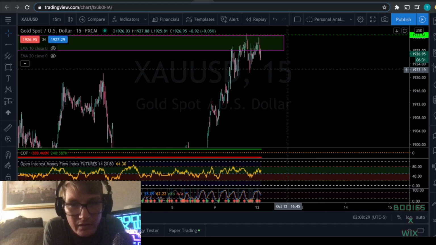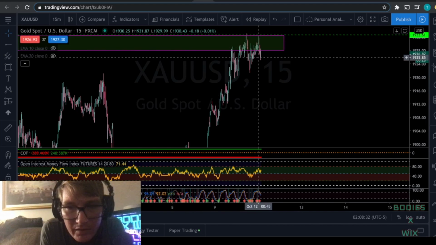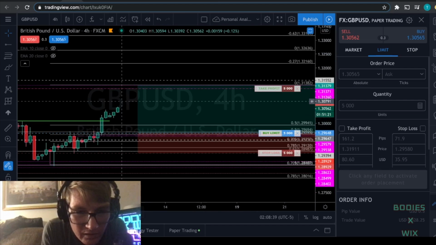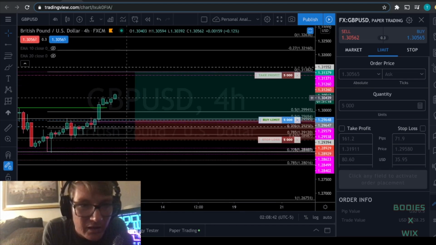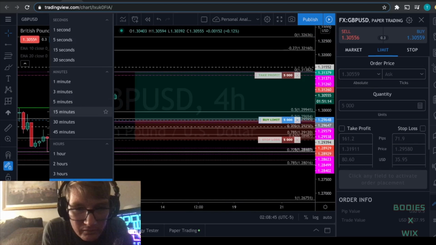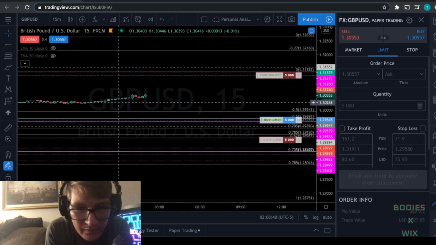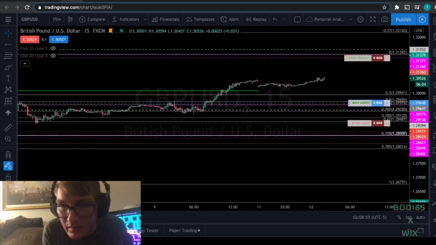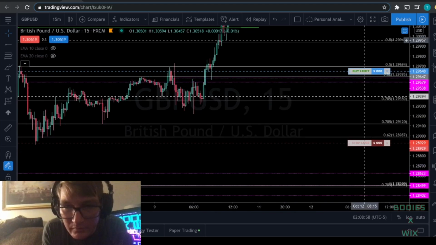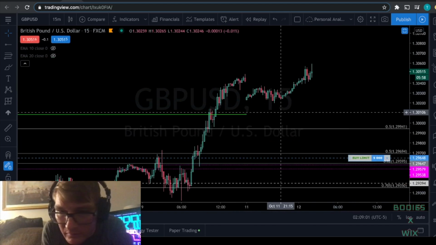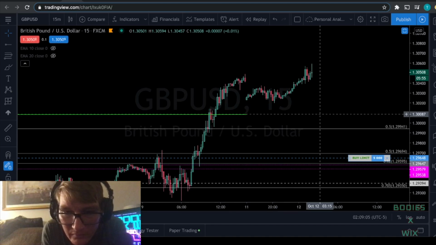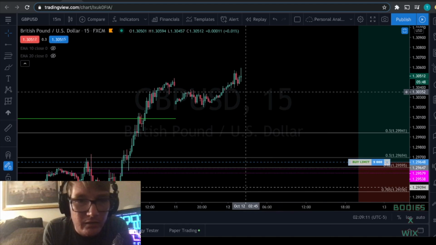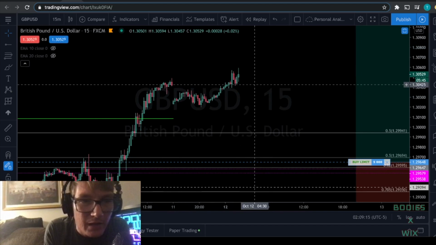Nothing is happening in the Euro USD or anything like that. That's okay. Actually, let me check the GBP USD really quick. Looks like it is buying, which I didn't expect it to do. I expected a pullback actually. But we'll see. I don't know. Maybe it is Sunday. Nothing. Maybe nothing will happen tonight.